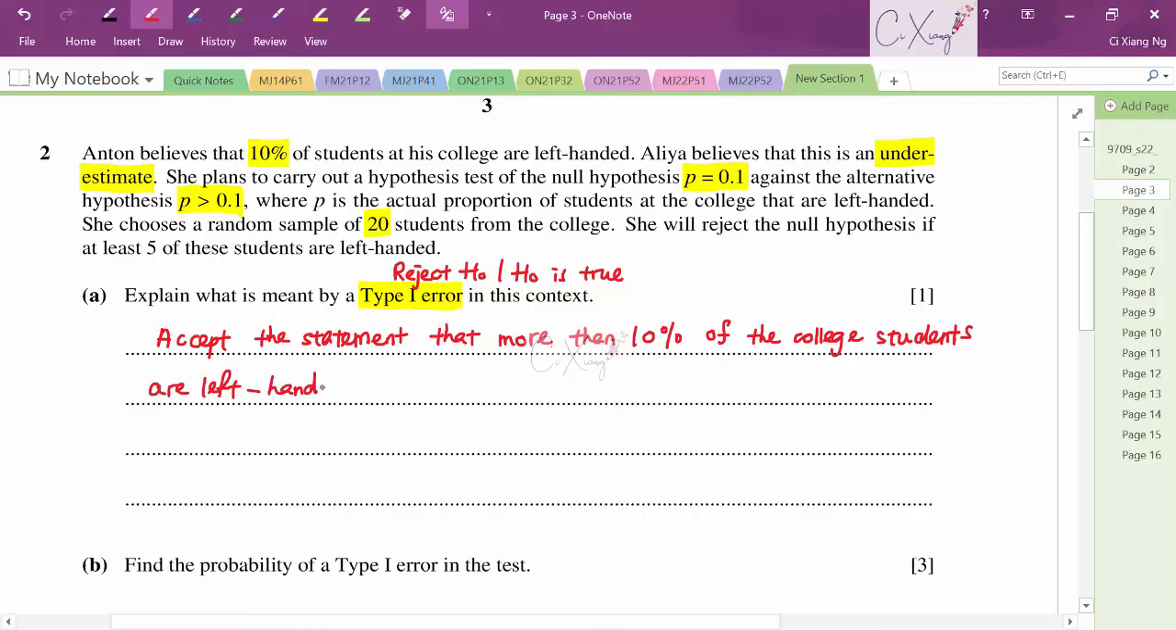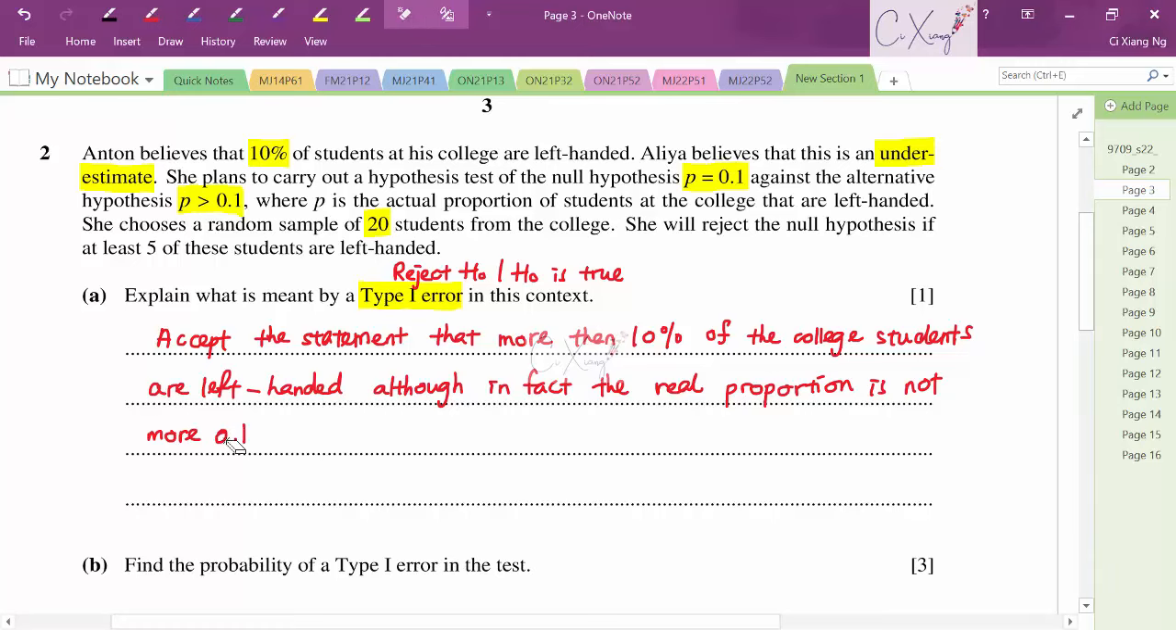Okay, so we conclude that more than 10% of the college students are left-handed, but in fact, it is not true. Although it is not true, or you can also write, although in fact, the real proportion is not more than 10% or 0.1.